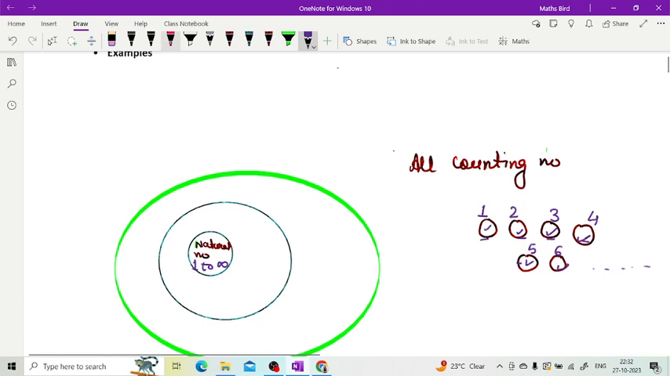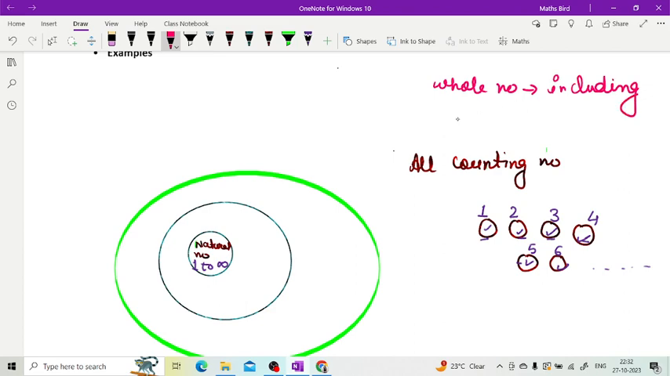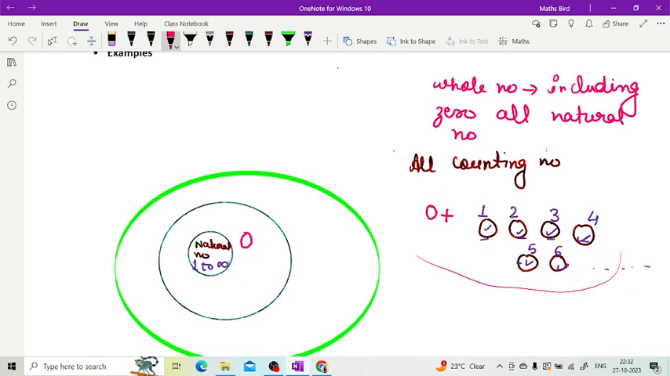Now the question is, what is a whole number, right? Simply we can say, including 0, all natural numbers are whole numbers. For example, if we add 0 here, then with 0 all the natural numbers are whole numbers, right?